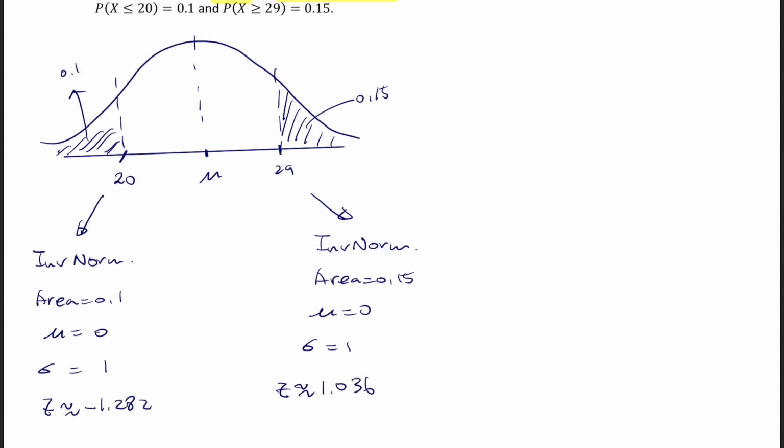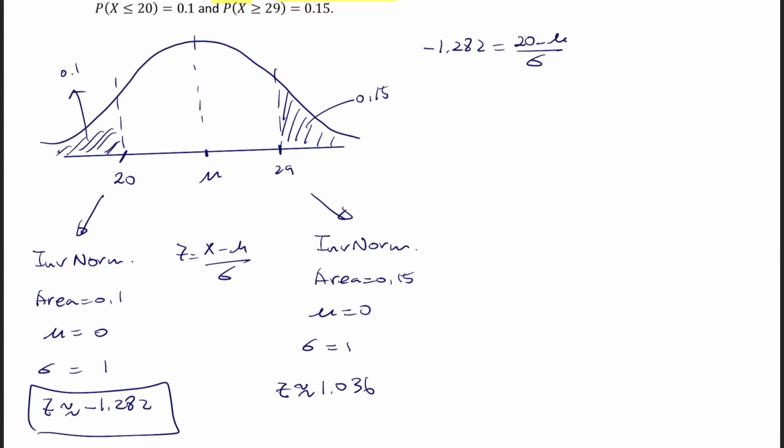1.036, right? Then we can set up the two equations using the algebraic expression z equals x minus mean over standard deviation. For the first one, we can say negative 1.282 is the same as 20 minus mean over standard deviation. Then for the second one, 1.036 is the same as 29 minus mean over standard deviation. Okay, then once you have two equations, you can combine them to find the unknown variables, which are the mean and standard deviation, right?